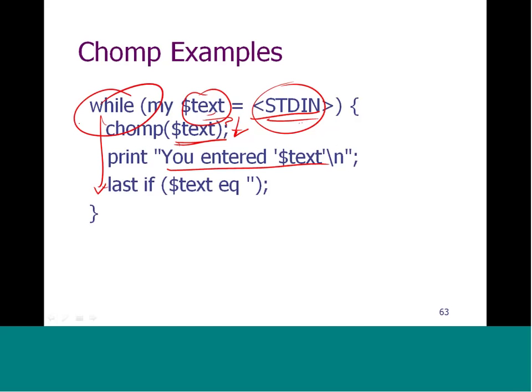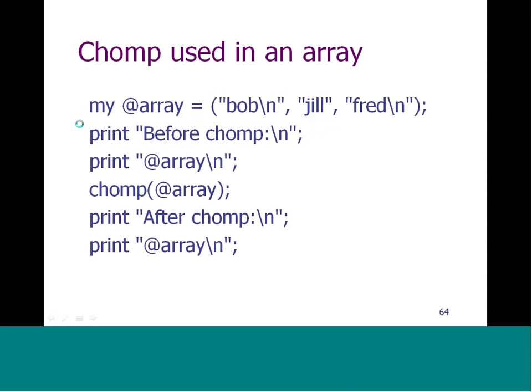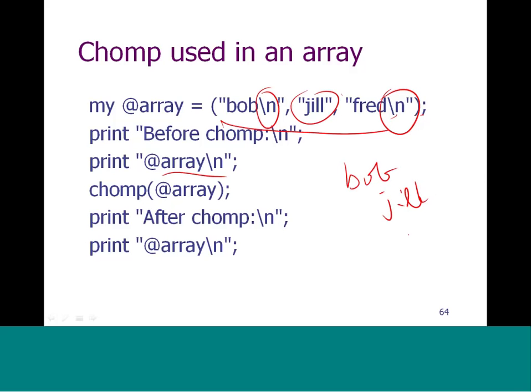So now let's look at another example where chomp is used on an array. In this array, you can see that Bob has a new line character and Fred has a new line character. So when we do a print before chomp and print the array, it prints exactly the same thing. Only thing is Jill is coming in the next line, same as Fred, and then you get one line omitted. So it will be Bob, Jill and Fred. So this forms one array definition.